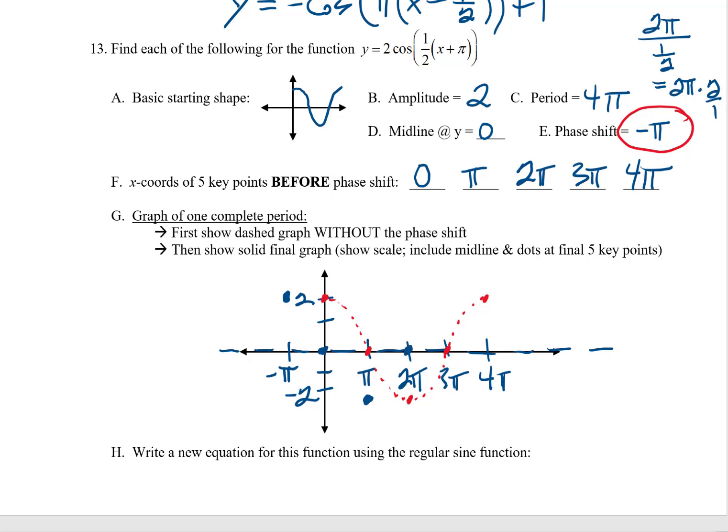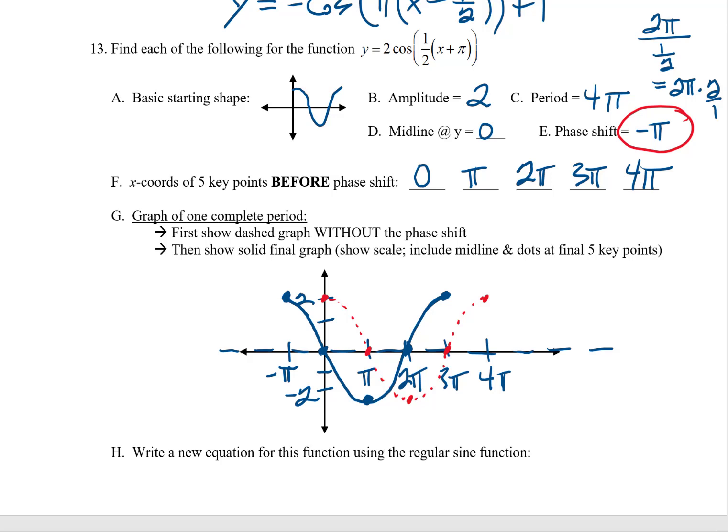This one was pretty nice since the tick marks we already had matched the phase shift. All I need to do is connect the dots, make the vase, and this solid blue shape is then the final graph. Let's see, we've got all the scale, we've got the midline, we've got dots at the 5 key points, so I think we're finished.